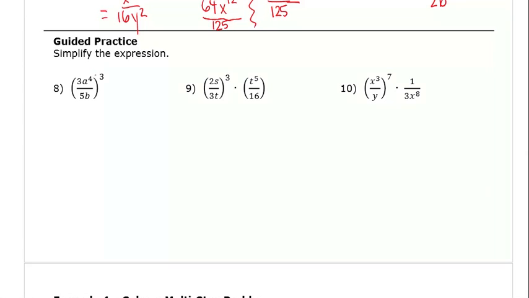Okay, number 8. Looking on the inside, nothing to simplify yet, so I'm going to do the power of a quotient property. So (3a to the 4th) cubed over (5b) cubed. 3 cubed is going to be 27. A, power of a power, that's going to be a to the 12th. The denominator 5 cubed is 125. And then just b cubed.